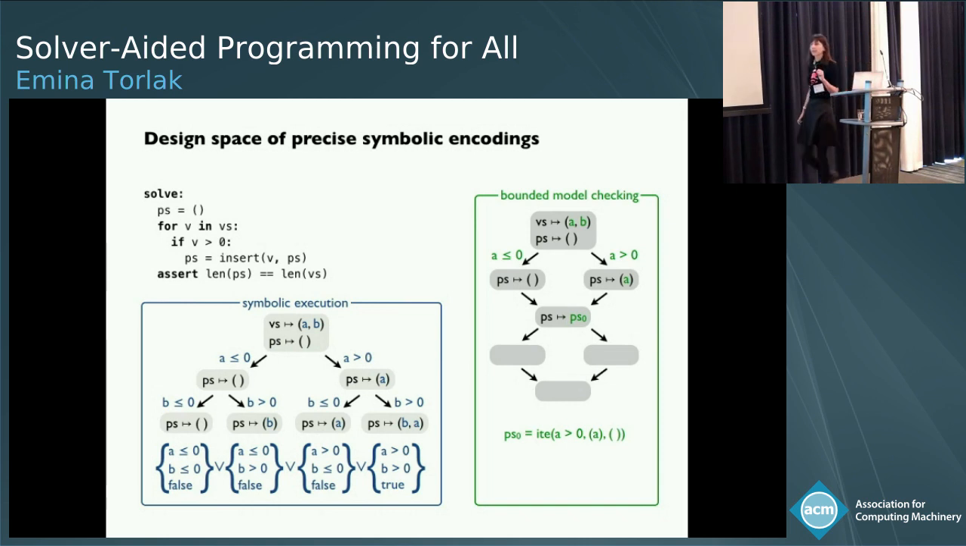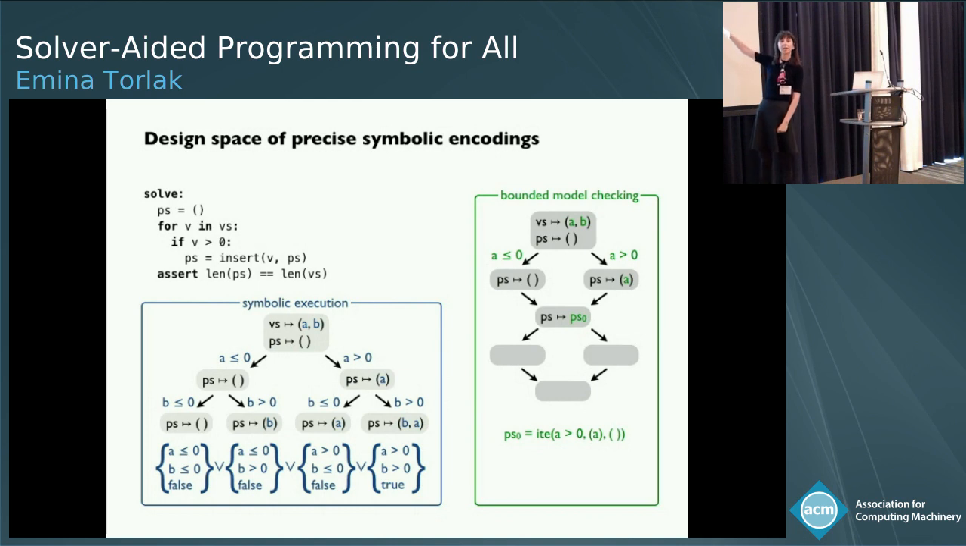Bounded model checking works as follows. When we enter this loop, again in the state in which PS is bound to the empty list, we are going to execute both branches of the conditional. Okay? So we're going to execute the case in which A is greater than 0, the case in which A is less than or equal to 0, and we now have two states. The next thing that we're going to do is, instead of exploring the path from those two states separately, we're going to merge them into a single symbolic state and proceed from there. And this is what the merge operation looks like.